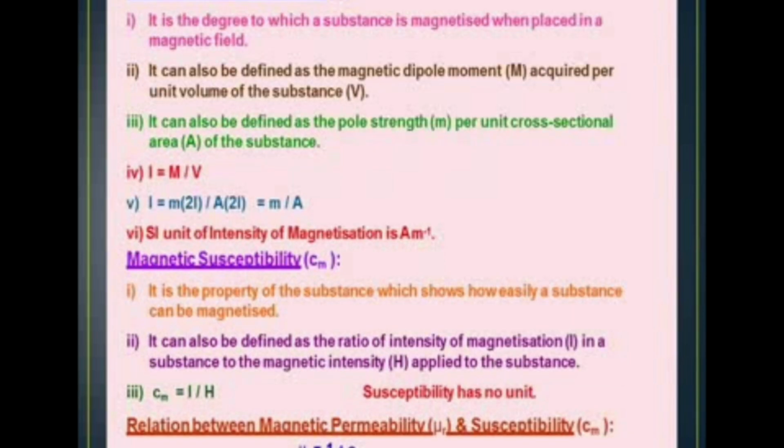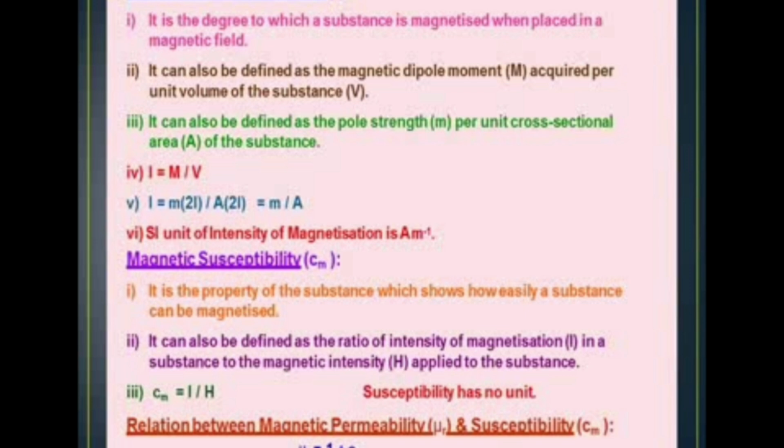The intensity of magnetization. It is the degree to which the substance is magnetized when placed in a magnetic field. When we take a substance and place it in a magnetic field, how much or how quickly that substance is magnetized, that is called intensity of magnetization. The more strength there is, the quicker we convert it into a magnet, that is magnetization.